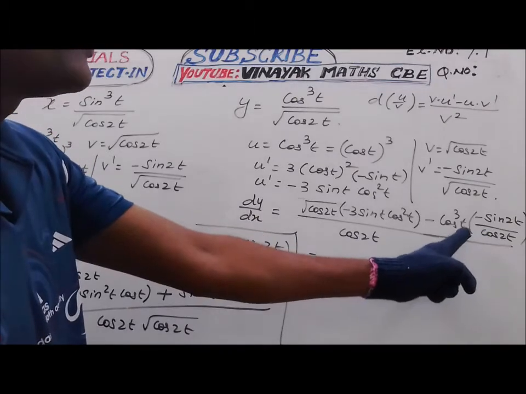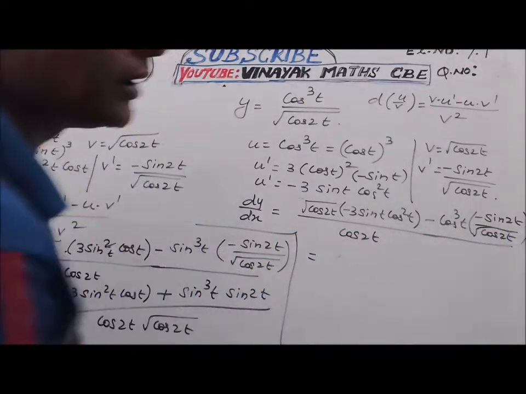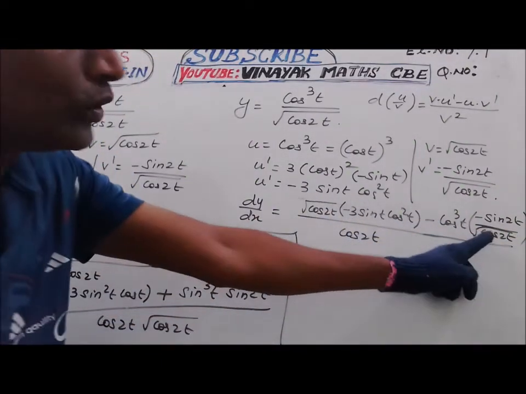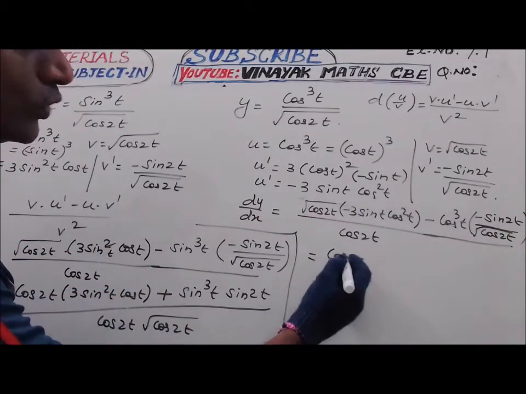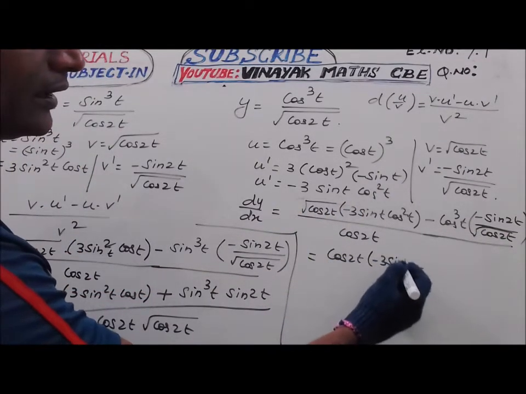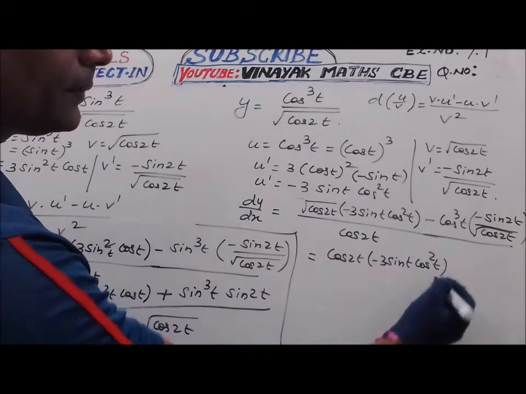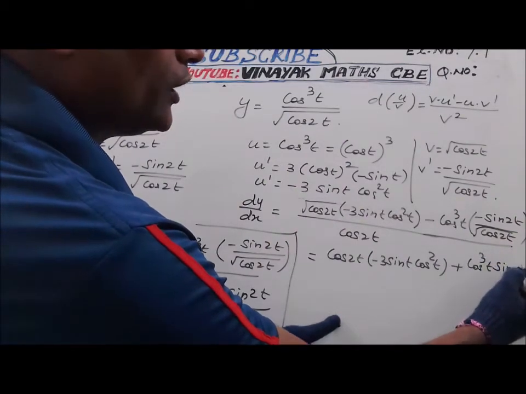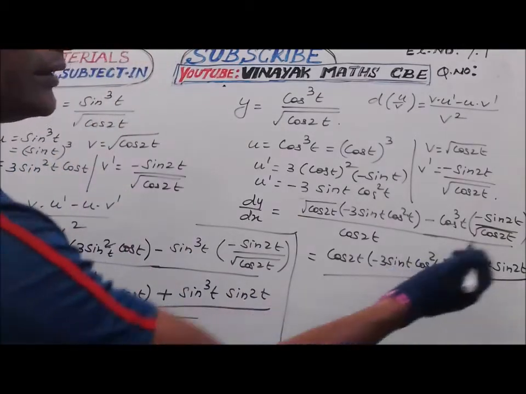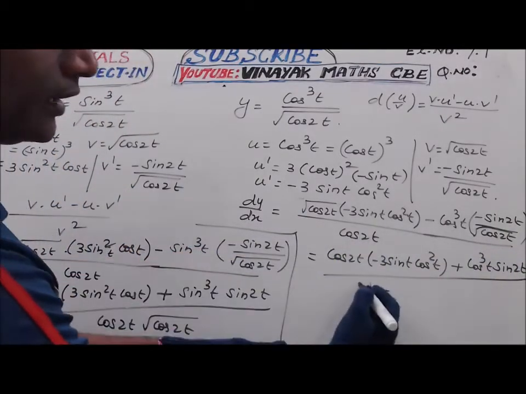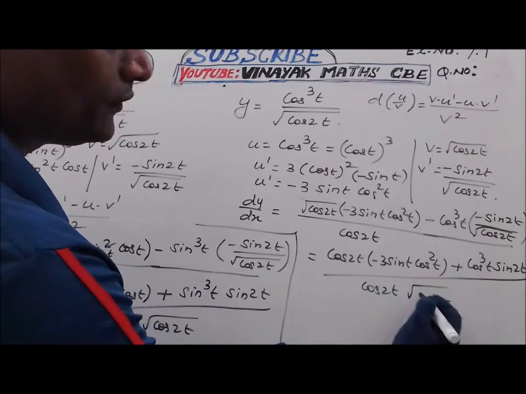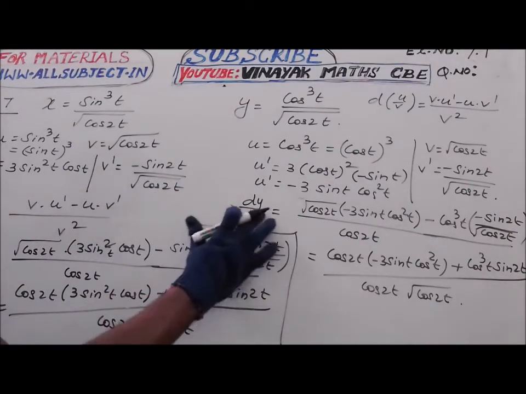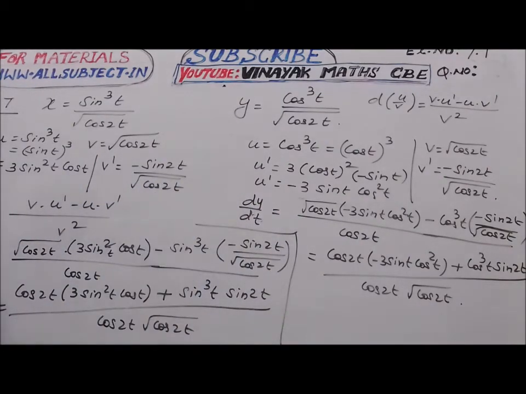Now taking LCM here by root of cos 2t. Now cross multiply this root cos 2t here. Root cos 2t into root cos 2t is cos 2t into minus 3 sin t cos square t, and then minus into minus plus cos cube t into sin 2t divided by this root of cos 2t multiplied with the cos 2t. So cos 2t into root of cos 2t. Now we have completed dy by dt and dx by dt.